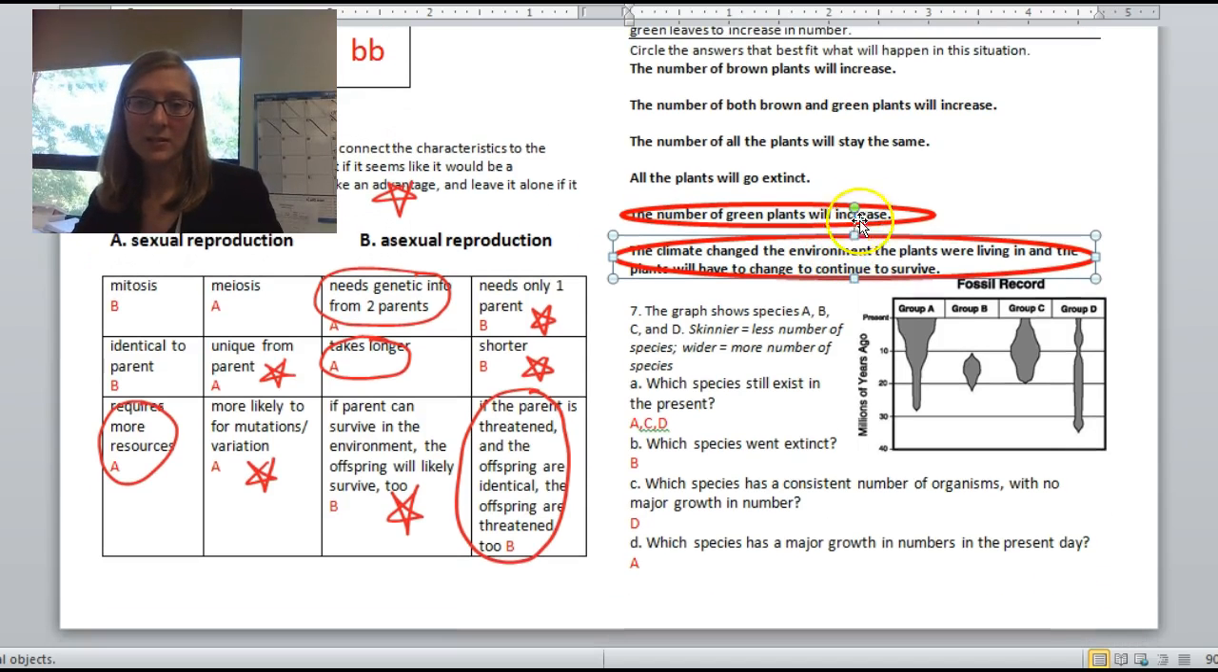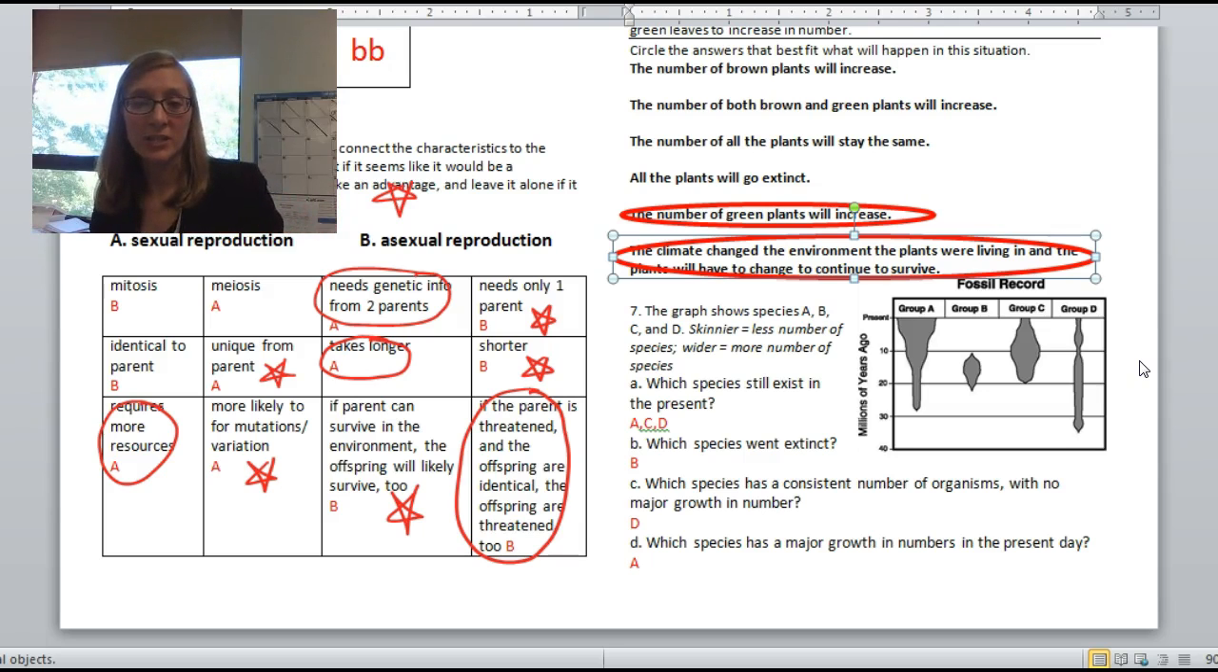All right, last but not least, it's all about reading this graph, and why is that not unclicking? Oh well, we'll have to deal with it. All right, so looking at this graph and identifying some things about the survival of this species, extinction, and just being able to interpret the data.